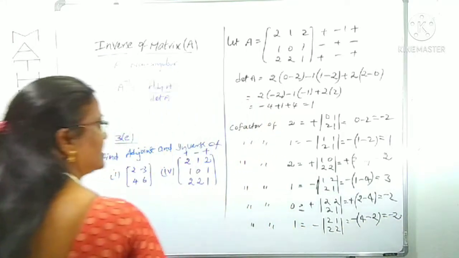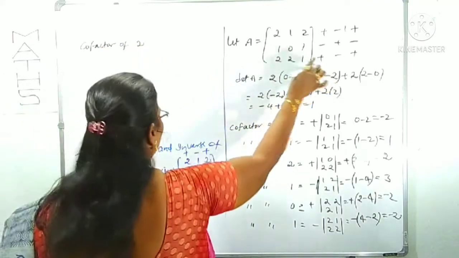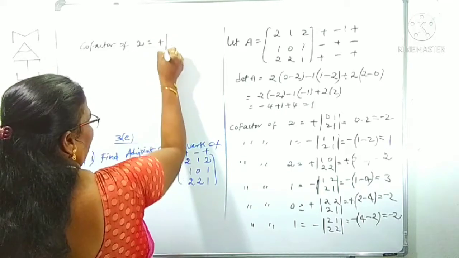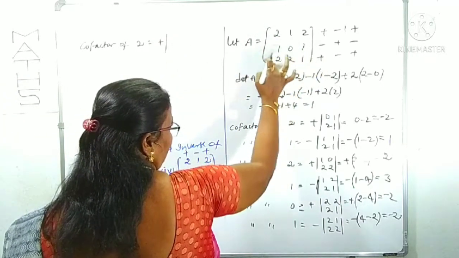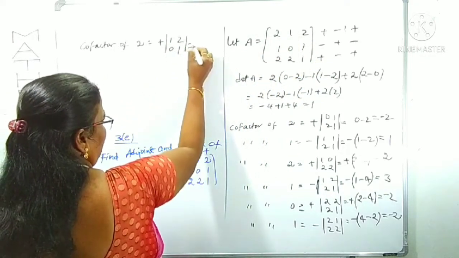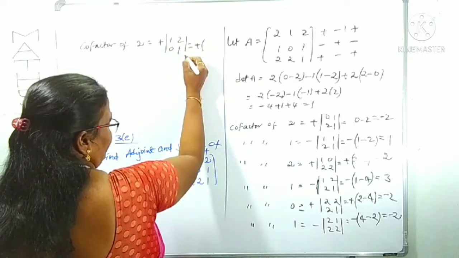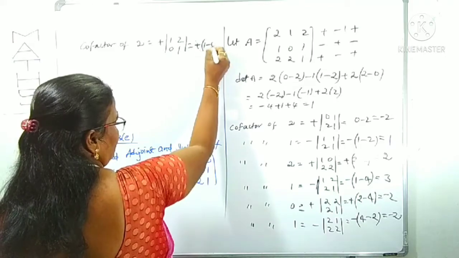Right. Now next, cofactor of 2. Here we can use the plus sign only. It equals plus det of. This 2 is available in the first column and third row. What is left over? 1, 2, 0, 1. Therefore, this is plus of (1 into 1, 1 minus 2 into 0, 0). 1 minus 0 is 1 only.